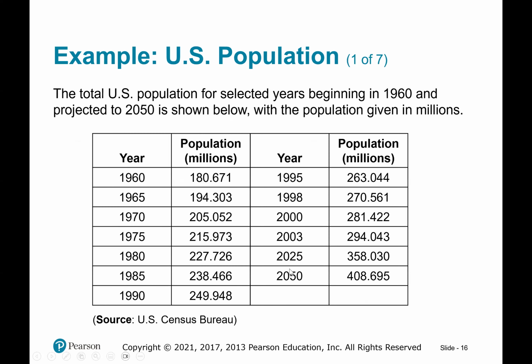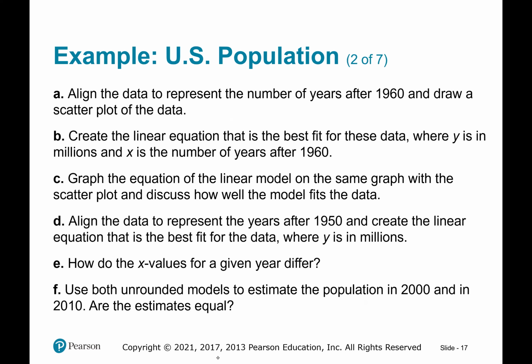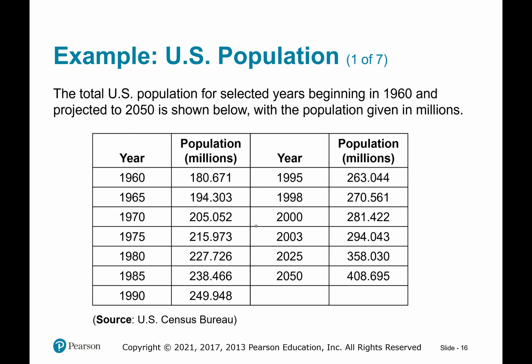Okay, so we're going to first align this data so that the first list is going to be the years after 1960. So since we start at 1960, the number of years after 1960 is 0. So 1960 minus 1960 is 0. And then you take each one of those years and you subtract 1960. So this would be 5, correct? 10, 15, 20, 25, 30, and then it gets weird over here.